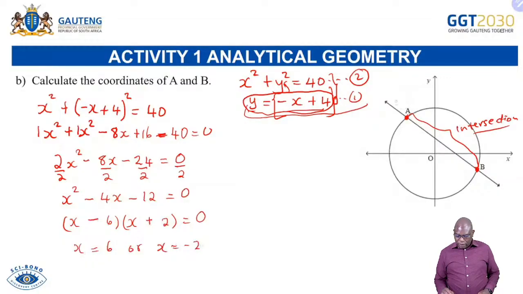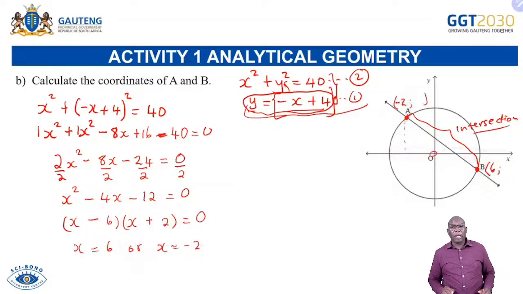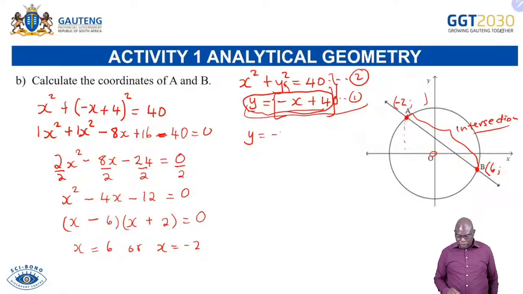Meaning that in that coordinate, x in this case can be, which one can we take, 6 or minus 2? At A, it's on the left-hand side, so it must be negative 2. At B, x is on the right-hand side of 0, so it can be 6. Then what do I need? I need the y values. How am I going to get the y values? I'll have y equals to negative x plus 4.